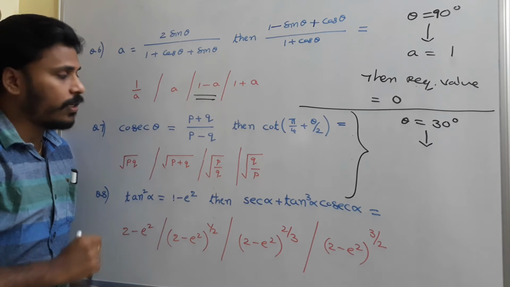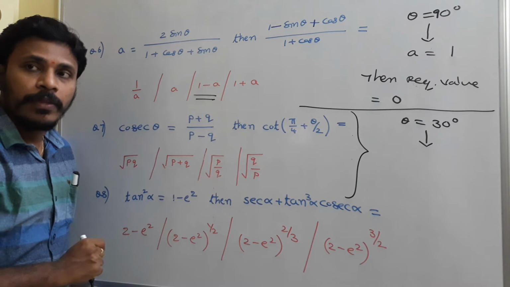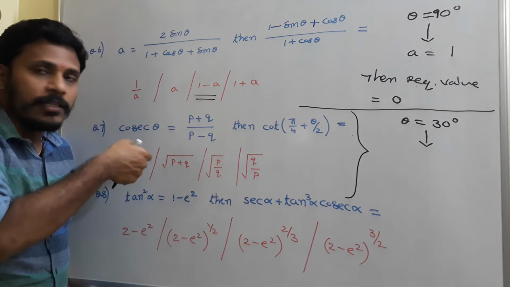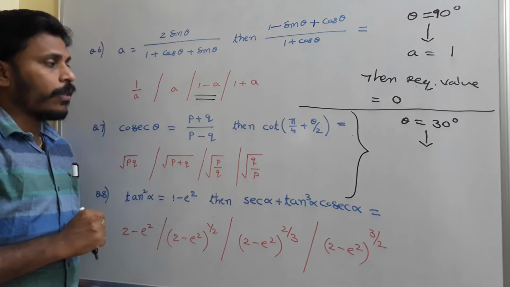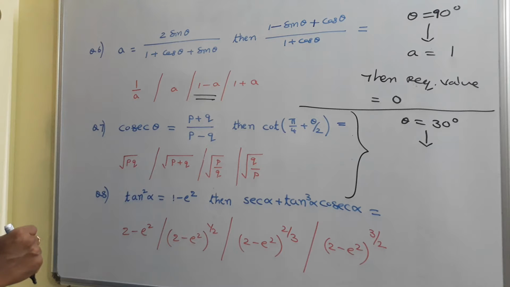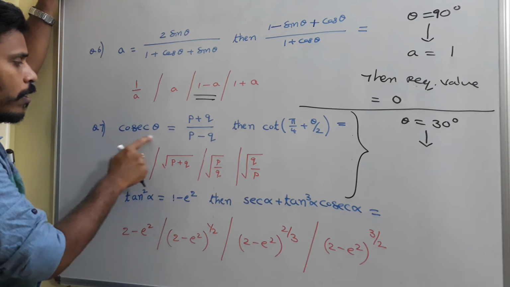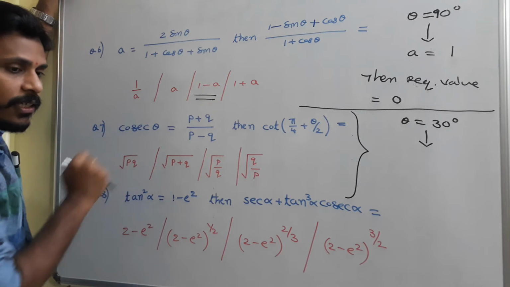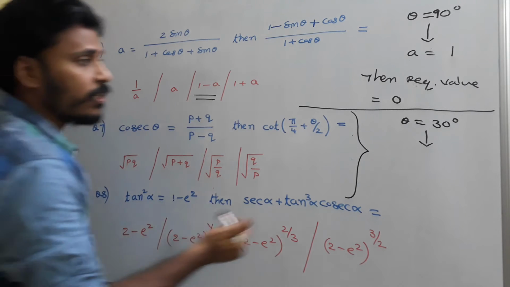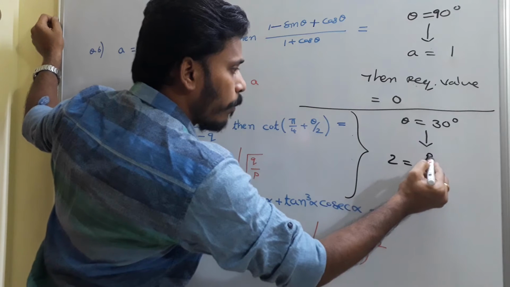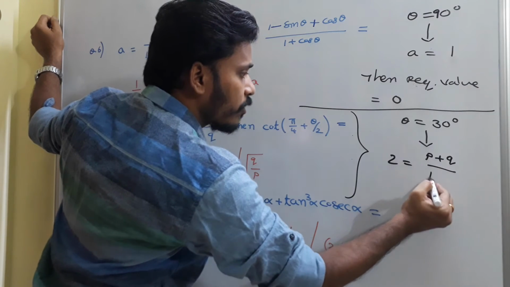So what is cosecant 30 degrees? That's what we need to think. Cosecant 30 degrees is the reciprocal of sine 30 degrees, right? Sine 30 degrees is 1 by 2, so cosecant 30 is 2. So 2 is equal to (p plus q) by (p minus q).